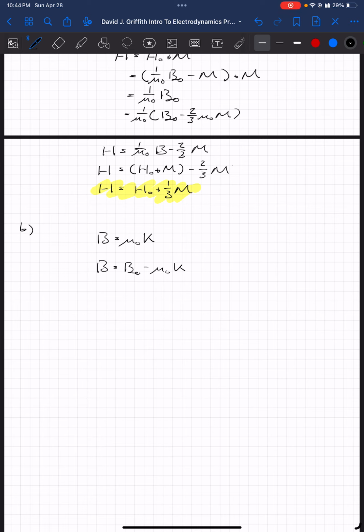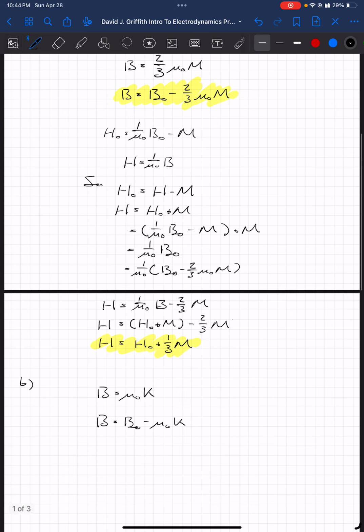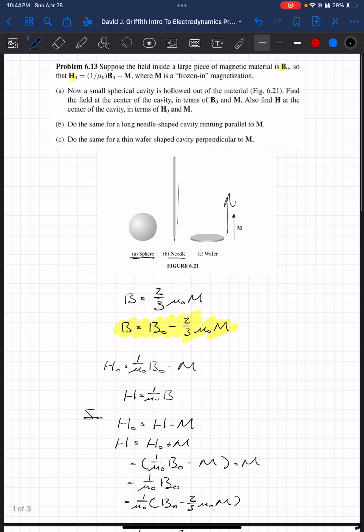To do this, we'll see our problem references figure 6.21, where our cylinder looks like so. And M points, let's say, in the positive z hat direction. So that, say, y runs here, x runs here.